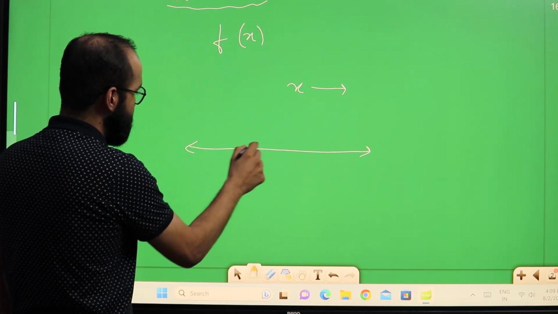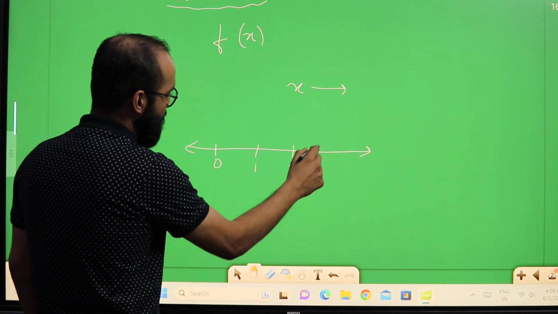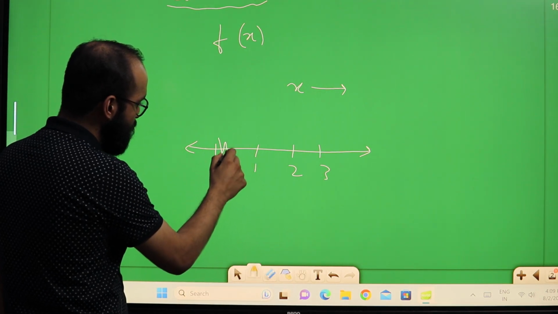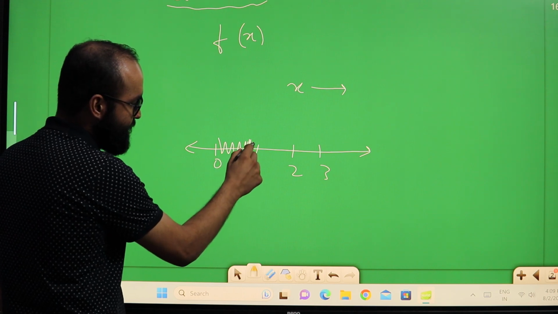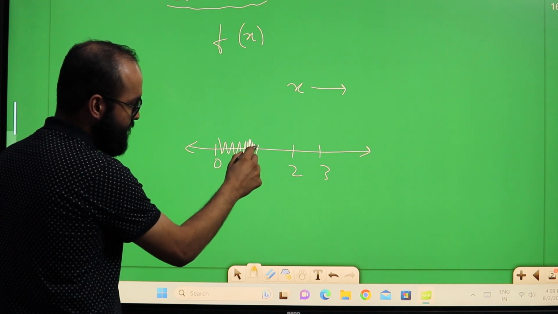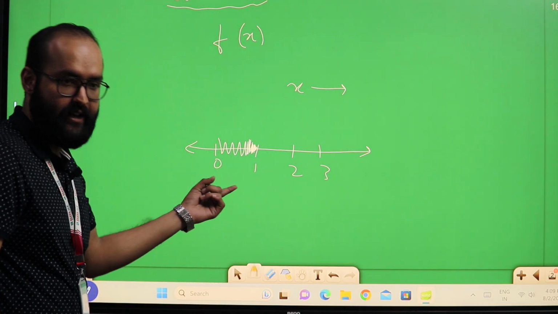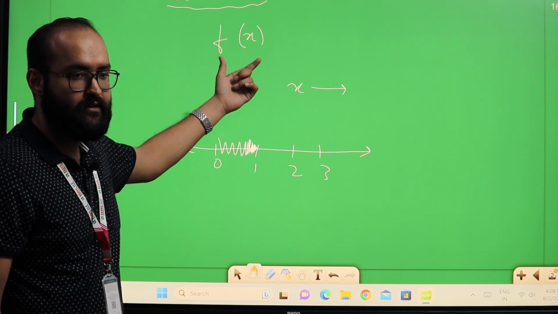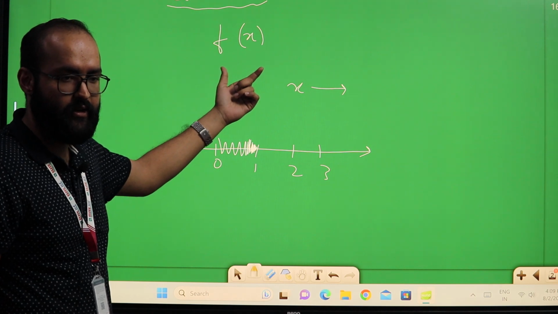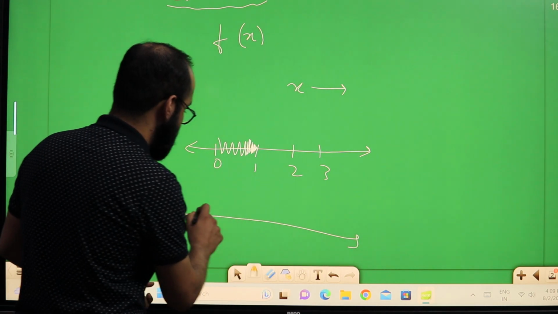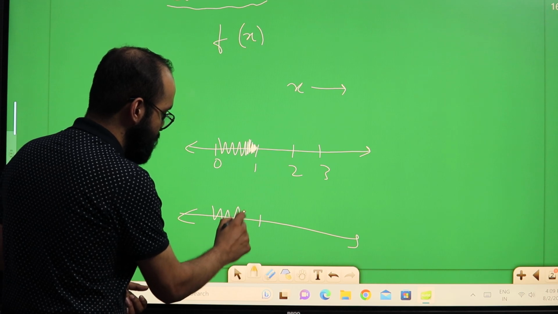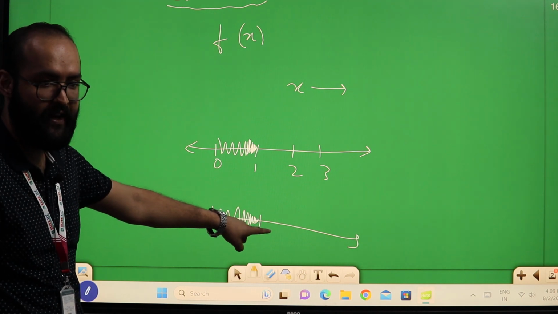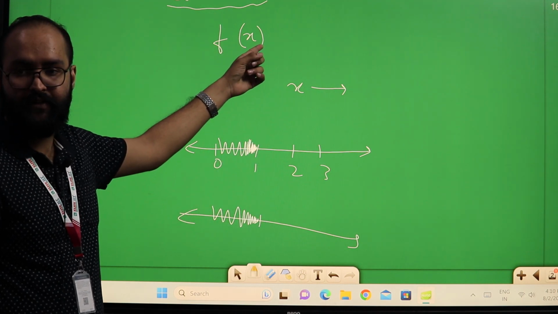Say for example, you have the values 0, 1, 2, 3 like that. Suppose x tends to go towards 1 but never exactly reaches 1. Then how will f(x) behave? It will also behave in a similar way. It will tend to go towards some particular value but will never reach that value. Then that value for f(x) will be called the limit of f(x).